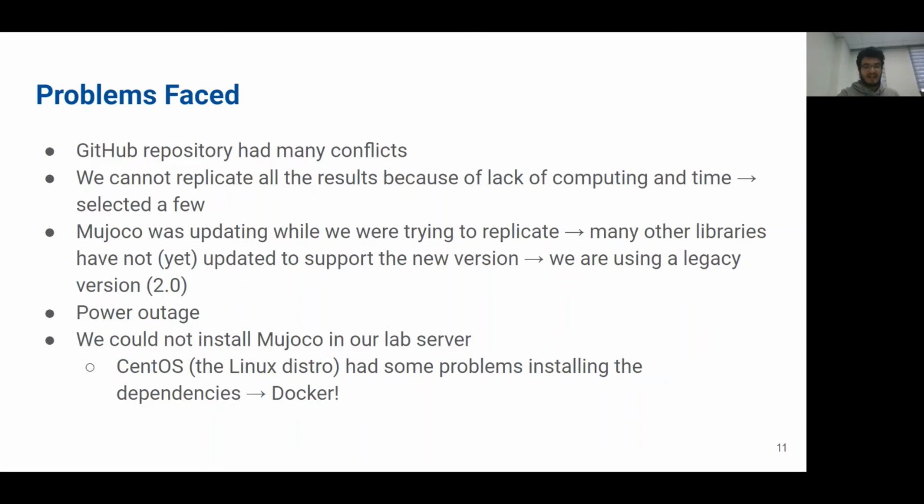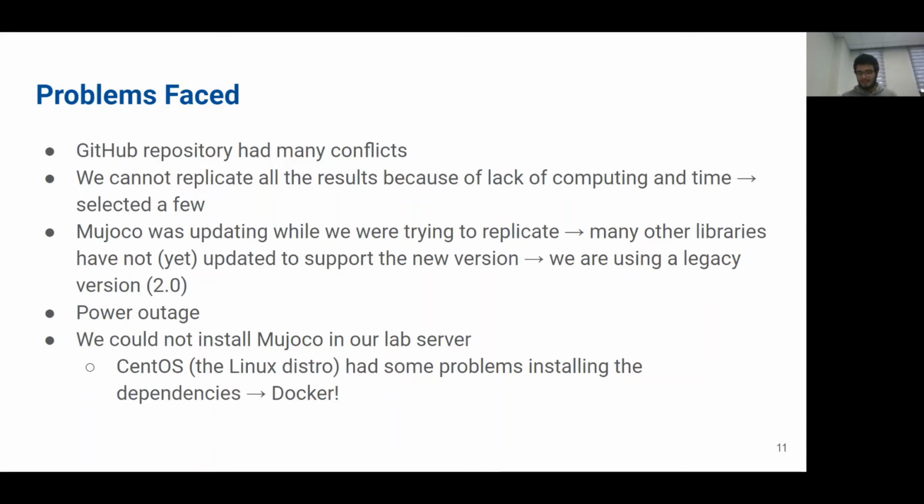Another issue that we had was that MuJoCo is updating right now. Right, it's becoming open source, and many of the libraries that they use in the paper do not actually support the new version. So we actually found a way to use a legacy one. We also had a problem with the power outage that happened in KAIST a few weeks ago. Our server, for some reason, did not save some experiment data, and we had to rerun them.